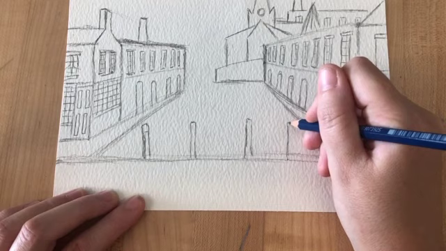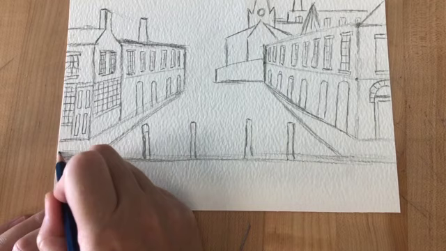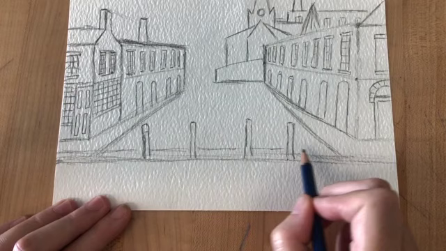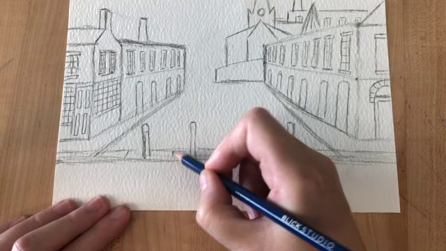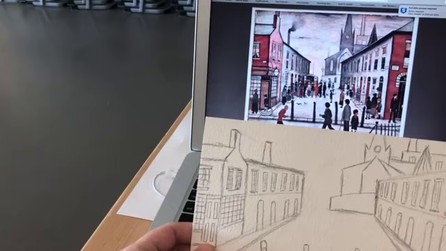And I think we're gonna leave it at that for now. Let me just put in one more line here to represent the pavement. And I'm just going to put in a couple of perspective lines. Okay, so let's just have a look at what we've done today. So there's the picture. There's the Lowry that we made.